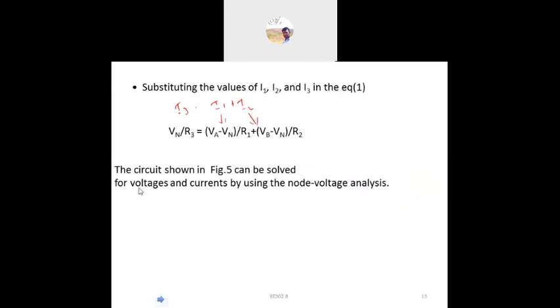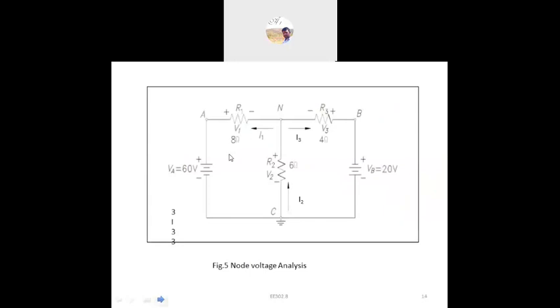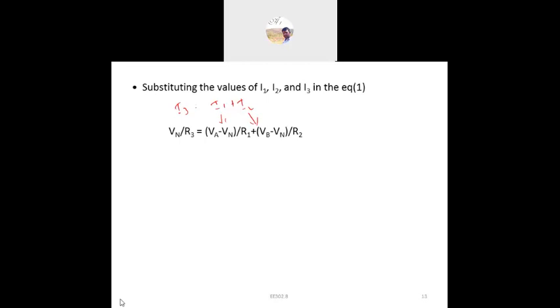So for every volt, this can be solved for voltage and current by using the node voltage analysis. This is one problem. In this problem we are assuming R1, R2 and R3. Always remember the node directions we are taking. In this example you can see.